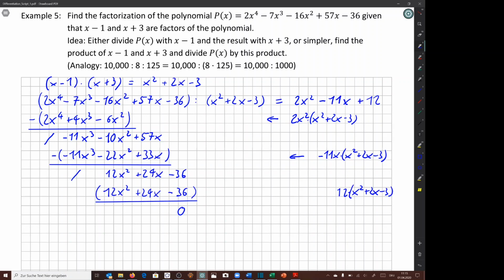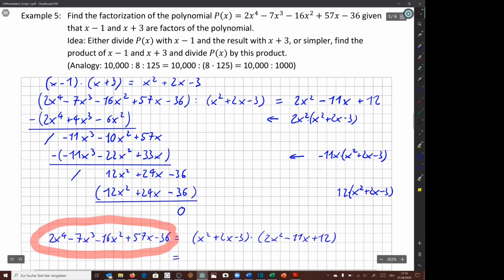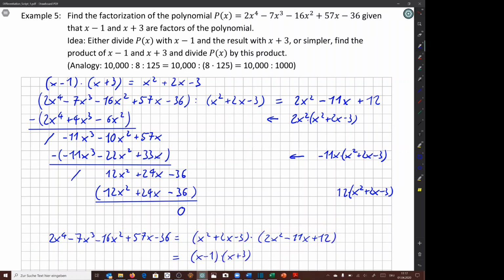And so we find that the polynomial division yields 2x squared minus 11x plus 12. So the original polynomial can be factorized as x squared plus 2x minus 3 times 2x squared minus 11x plus 12. Now this we know can be factorized as x minus 1 times x plus 3, since that's the way that we got it. And the second bracket is factorized using two brackets, 2x and x, and we have twice minus, and then we see that using here 3 and 4, and we found the factorization.